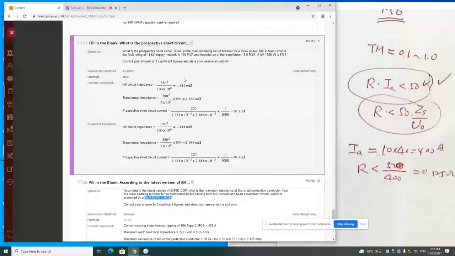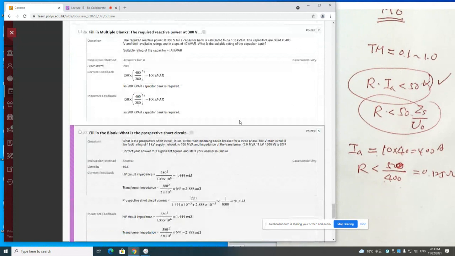And this is the three-phase earth fault current calculation. I think this question is relatively straightforward. I don't know why some students cannot get the answer. You need to find the impedance for the HV circuit and the impedance for the transformer. This is for the transformer, this is for the HV circuit, and then use 220 volt here, and then you can find the fault current, 50.8 kiloamp. So I think this is relatively straightforward.